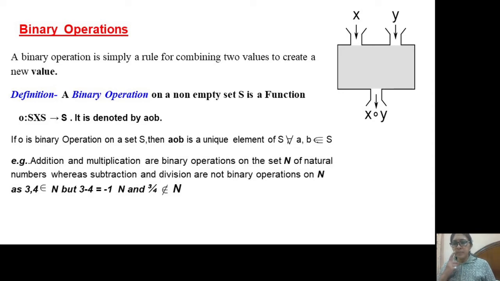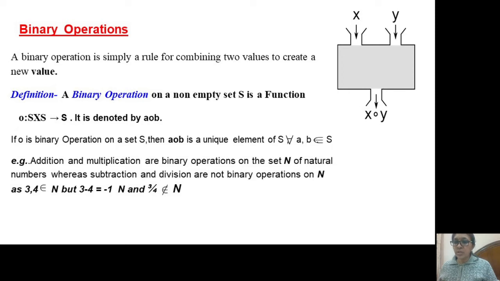For example, as we combine two natural numbers using the operation of, say, addition, the result is again a natural number, so addition on the set of natural numbers is a binary operation. Likewise, multiplication. When you multiply two natural numbers, you again get a natural number. 3 into 4, 12 is a natural number. 3 into 5, 15 is a natural number, and so on. So multiplication is also a binary operation on the set of natural numbers N.